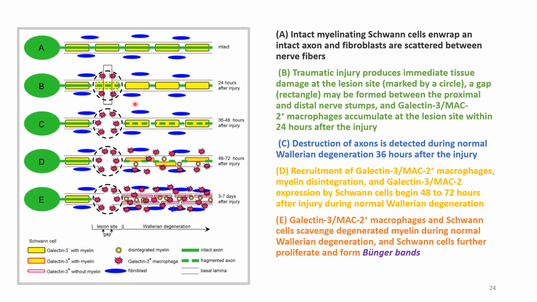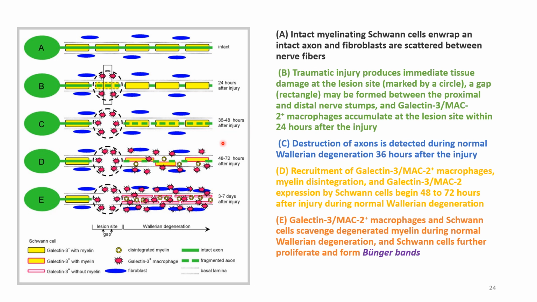Then what happens? Macrophages from the blood will come. They are galectin-3 MAC2 positive macrophages especially. So galectin-3 is formally called MAC2. These macrophages will come from the blood and accumulate here within 24 hours of injury. These stars are galectin-3 macrophages. Because our myelin sheath is expressing galectin-3, they are attracted. Then what happens after that?